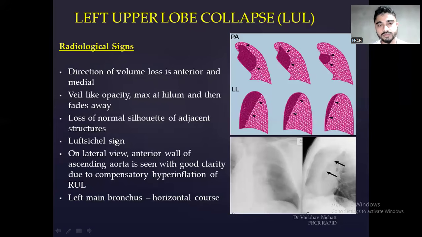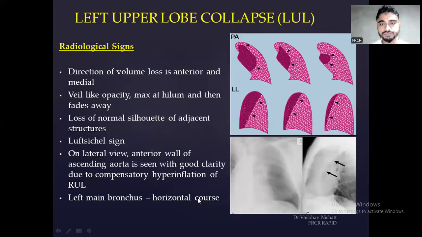After this particular lecture, I am going to conduct sign-specific lectures as far as lung collapses are concerned. On the lateral view, the anterior wall of the ascending aorta is seen with good clarity due to compensatory hyperinflation of the right upper lobe. And then the left main bronchus will have a horizontal course.